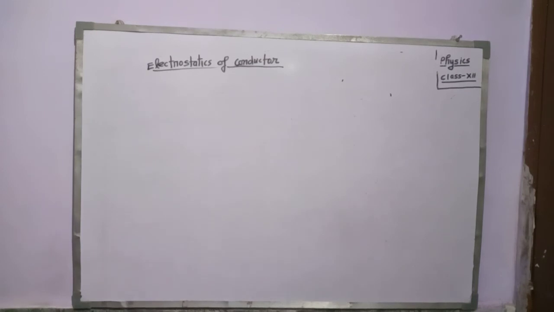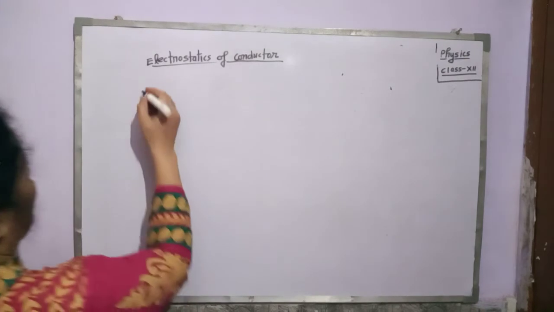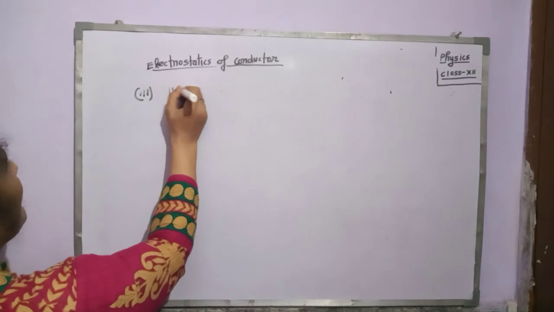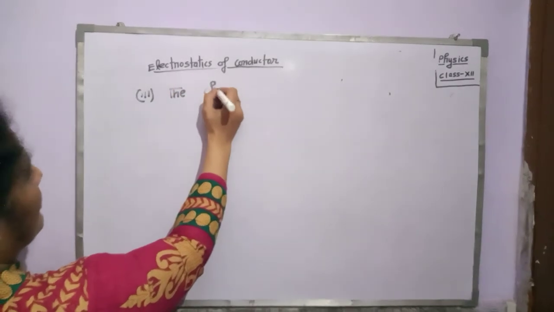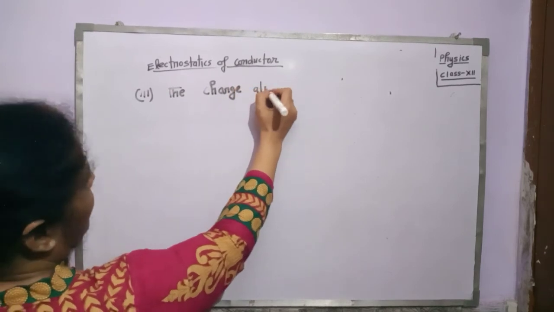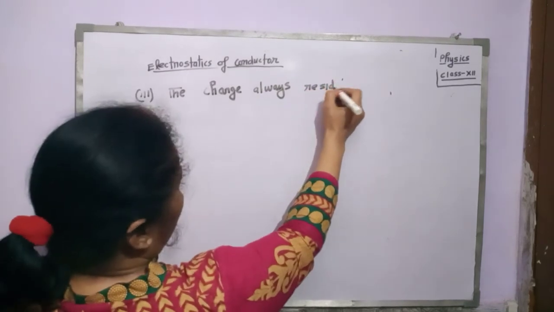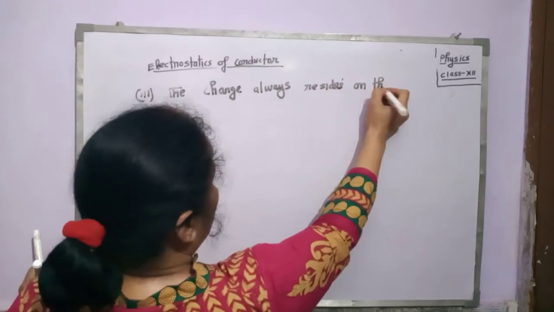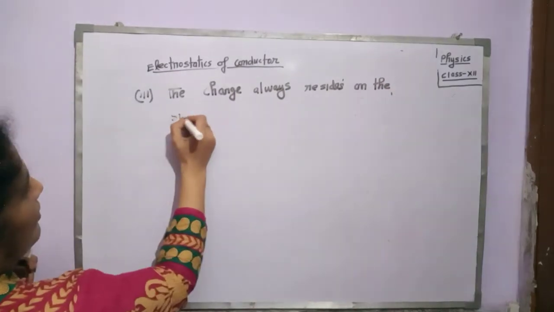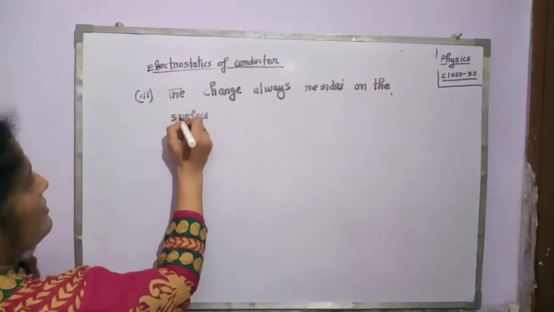The charge given to the conductor, third point, the charge always resides on the surface of the conductor. Charge always resides on its surface.